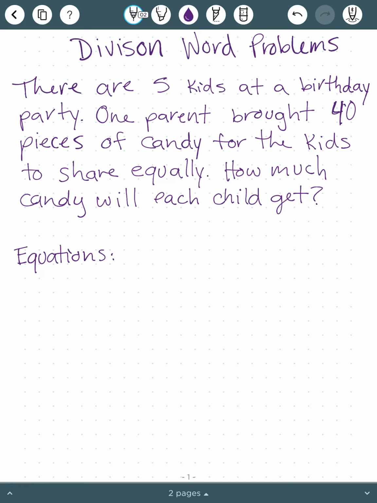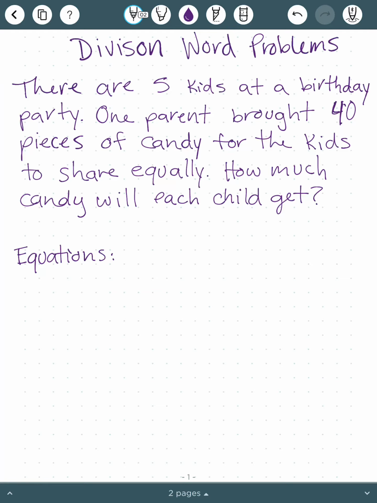So there are 5 kids at a birthday party. One parent brought 40 pieces of candy for the kids to share equally. How much candy will each child get? Lots of students will start by, so I'll ask them to visualize. You've been to a birthday party, there's 40 pieces, there's 5 kids. All of them have to have the same amount. And then they can start to solve.